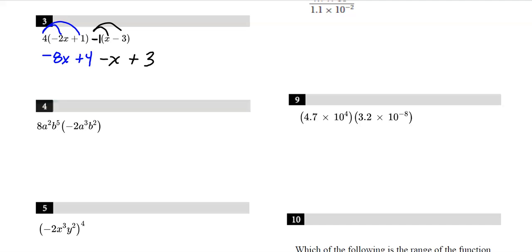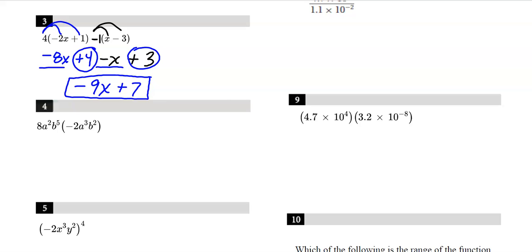And now I'm going to gather up some like terms. Negative 8x and negative 1x, that's a negative 9x. And then positive 4, positive 3, that's a plus 7. And that's as far as we can go with it. Number 4, this is properties of exponents. It looks like it's all just multiplication.